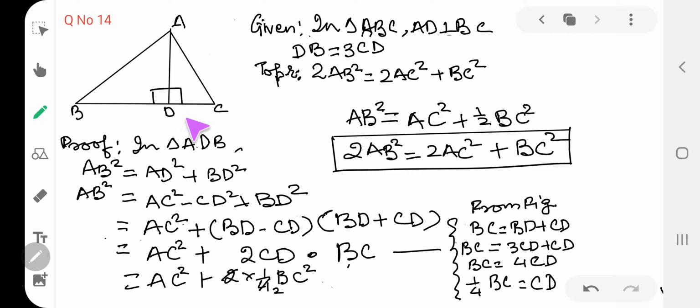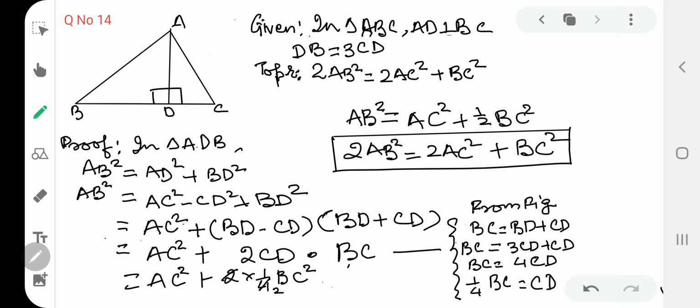DB is 3 times CD, BD is 3 times CD, and you have to prove that twice of AB square is equal to twice of AC square plus BC square. So children, we will start from triangle ADB because we have to get AB square. In the to prove, you want AB square, so you will find AB square just by applying Pythagoras in a triangle from where you can get AB square.